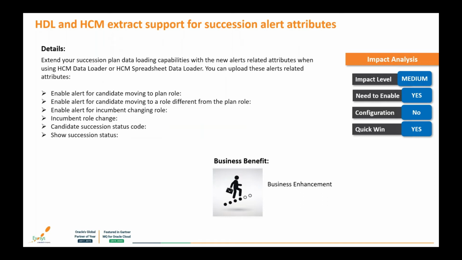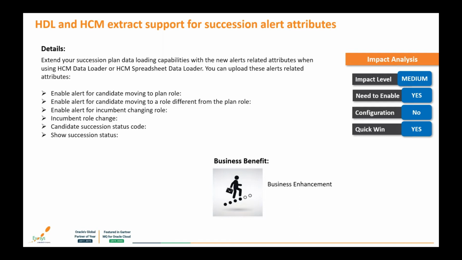Moving next is the feature wherein we get the HDL and HCM extract support for succession alert attributes. If you recall, in 20D, there were alert attributes brought in for succession planning, wherein if a candidate is moving from a different role, then the alerts will be triggered. And even if the incumbent is changing any role, then also an alert will be triggered in the system. These were a part of 20D, but those were not supported through HDL, or even we could not extract them as a part of HCM extract data extraction.